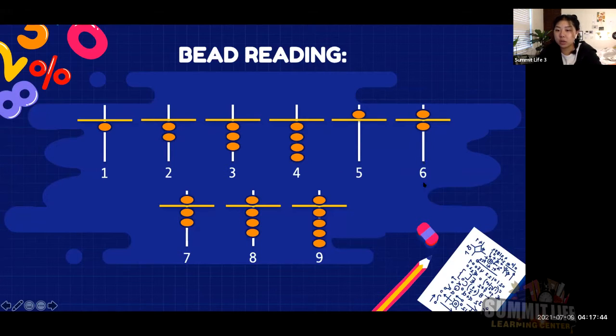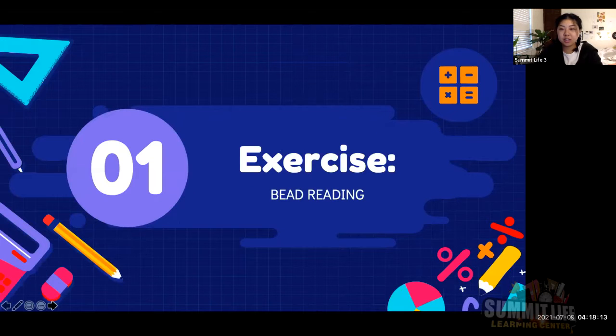So I put 1 upper bead and 1 lower bead. 5 plus 1 equals 6. If I want 7, I combine 1 upper bead and 2 lower beads, because 5 plus 2 equals 7. If I want 8, I put 1 upper bead and 3 lower beads, because 5 plus 3 equals 8. Good job. All right, last one: 5 plus 4 equals 9. Yes, fantastic.